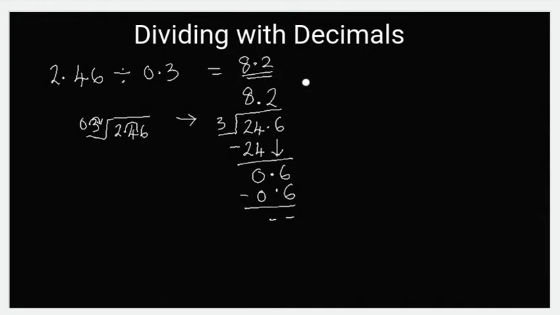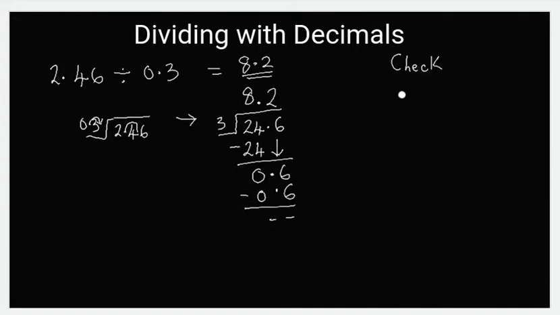Your quotient. Now you might be saying, no, wait a minute. 8.2 is the answer to 24.6 divided by 3, not 2.46 divided by 0.3. Let's check it out. Let's multiply 8.2 with 0.3 and see if we're going to get 2.46. So let's check it out.